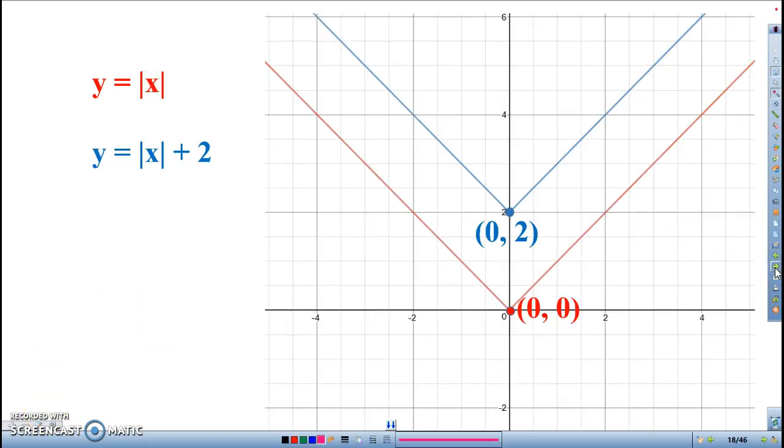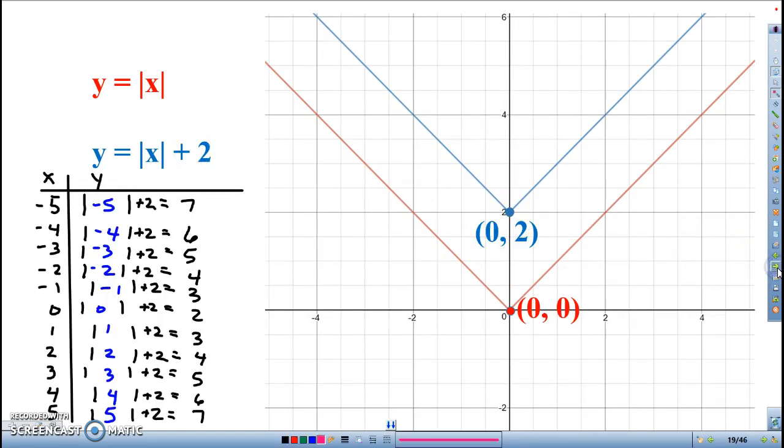How about this one? What made this shift up by 2? Adding on 2 here. My vertex is still 0. What would you put inside the absolute value bars so that when you simplify, your total inside the absolute value bars is 0? That's going to be 0. That's your vertex. If you're making a table, you better see that on absolute value.